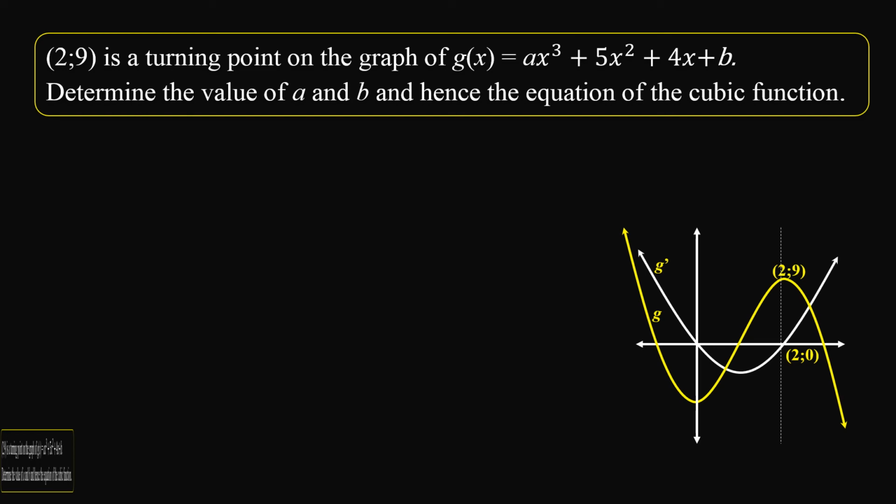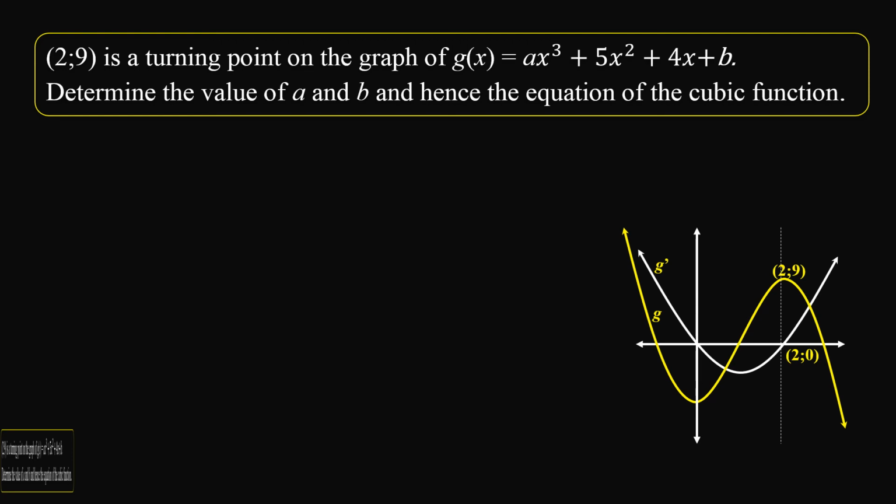Another new question. (2, 9) is a turning point on the graph of g(x) equals ax cubed plus 5x squared plus 4x plus b. Determine the value of a and b, and hence the equation of the cubic function. The graph was not given, only the turning point is available.